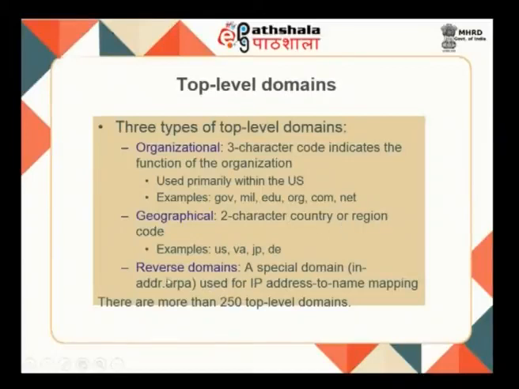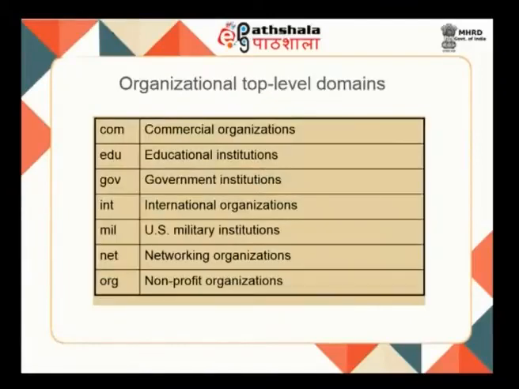Then we also have something called a reverse domain. This is a very special domain because it is used for doing a reverse mapping. Given an IP address, you can get the corresponding name mapping. So, we have these 3 different top level domains. There are more than 250 such top level domains, because we have so many countries, and then there are different organizational domains and so on. These are some of the common ones.